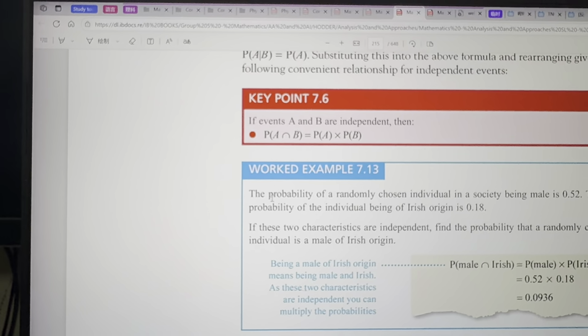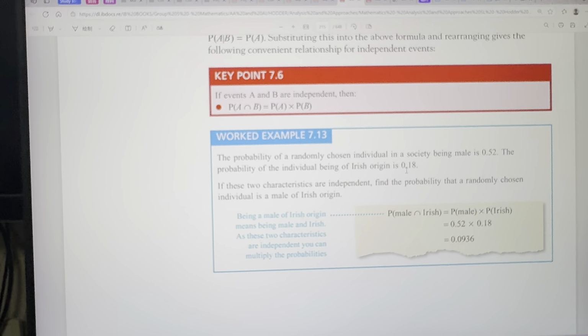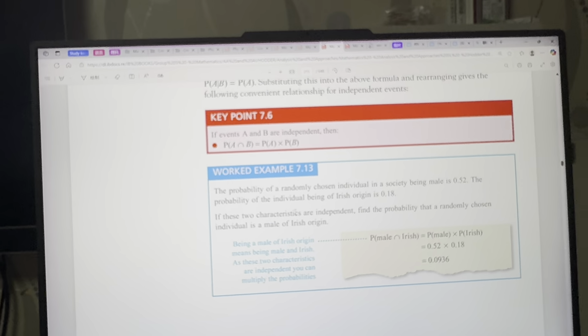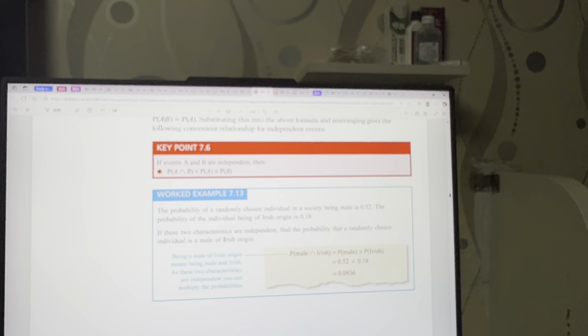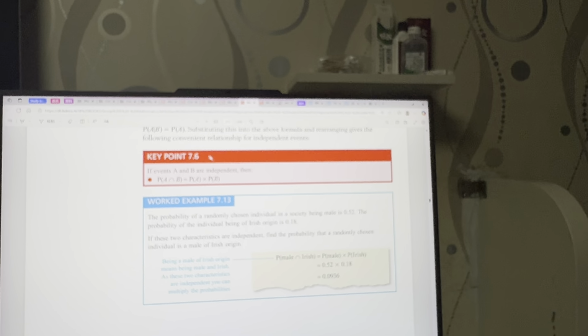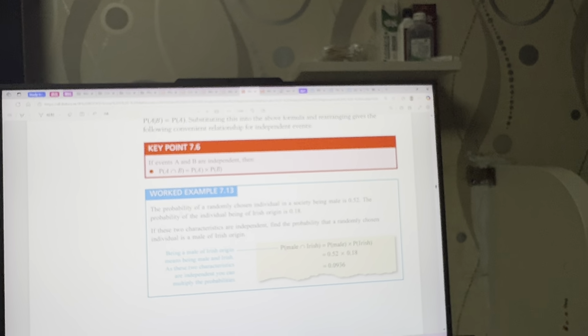The probability of a randomly chosen individual in a society being male is 0.52. The probability of an individual being of Irish origin is 0.18. These two events are not obviously related, but if these two characteristics are independent, that is a condition. Sometimes if you want to use this formula, they will tell you these two characteristics are independent, but sometimes you have to prove they are independent. So that is the point.